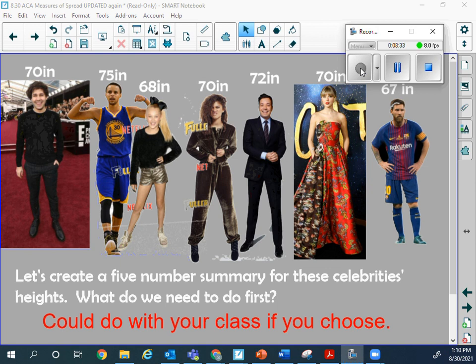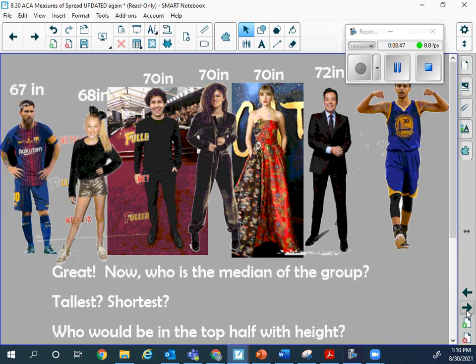Taylor Swift and Zendaya. Now, those all three were the same. They were all 70s. And then who? Jimmy Fallon. And who's that? Stephen Curry. Okay, so I already have it. This is what you guys just said.